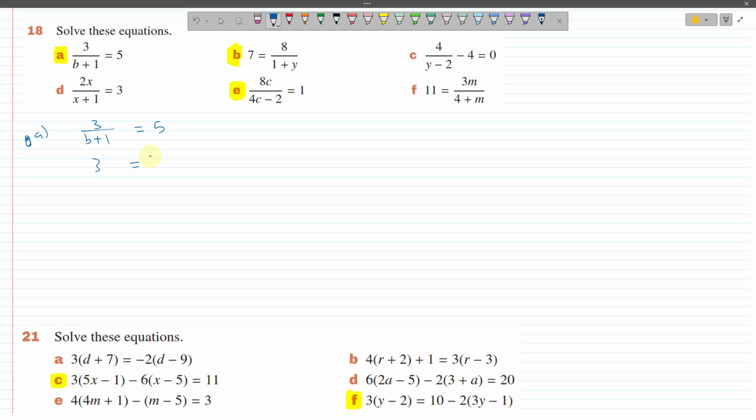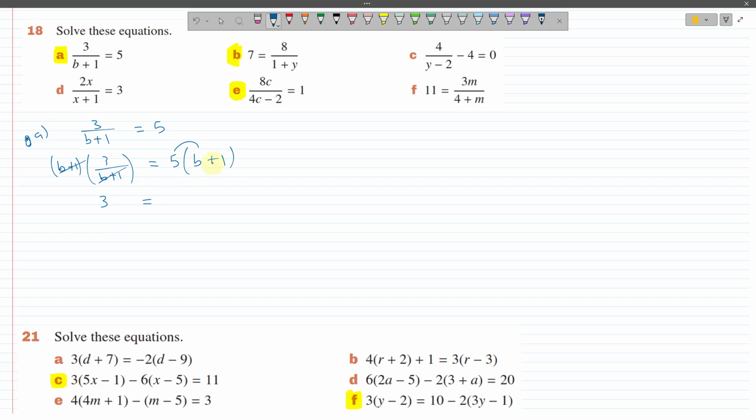3 is equal to, okay, you know what? I'll do it a bit slowly. So if I do b plus 1 here and I multiply it, so it's b plus 1. 3 over b plus 1 is equal to 5 times b plus 1. Now that b plus 1 and that b plus 1 divide each other. It's the same number, so it cancels out, leaving me with just 3 is equal to 5 times b plus 1.